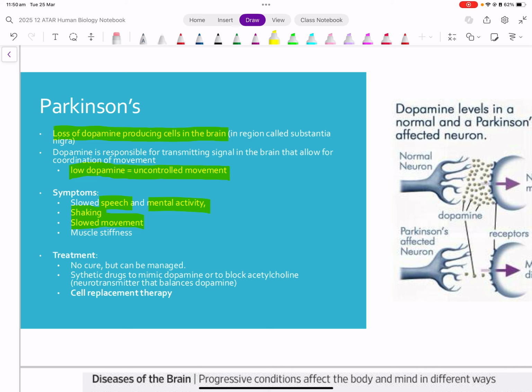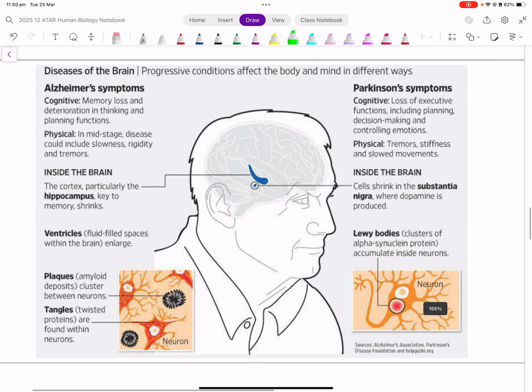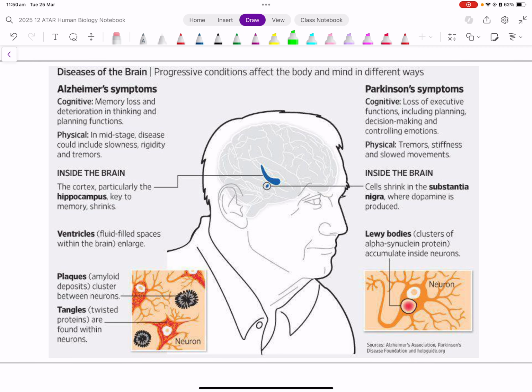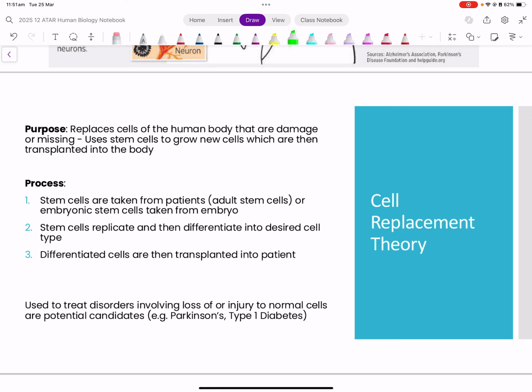Now, again, much like Alzheimer's, unfortunately, there is no cure. You can take synthetic drugs that mimic the action of dopamine or that block the acetylcholine neurotransmitter, which is going to help balance our levels of dopamine. But one potential treatment option, again, is cell replacement therapy. What I've got up here is a very quick diagram that you can have a look at, screenshot it if you want, just comparing the symptoms of Alzheimer's and Parkinson's. But what we're going to focus on is this slide here, cell replacement therapy.